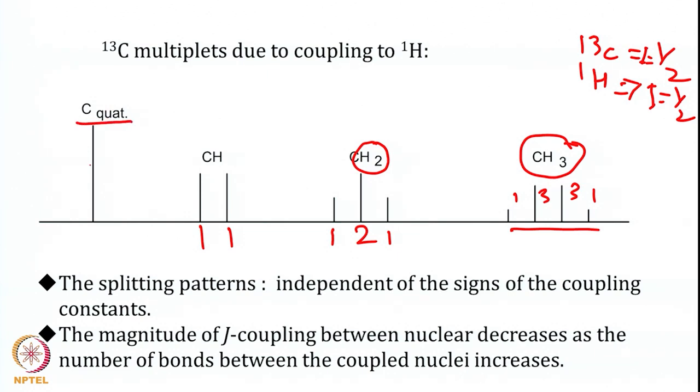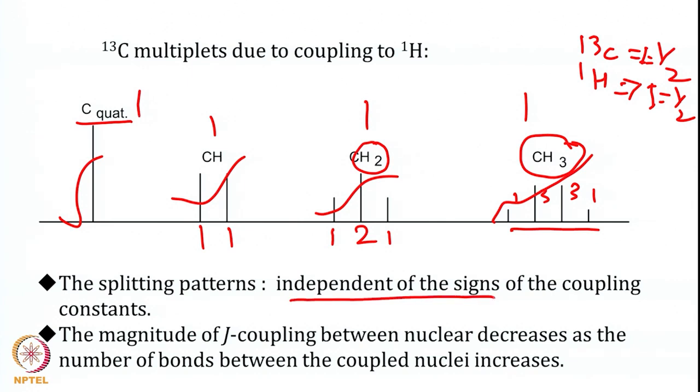Now, if you integrate all of them, since all are coming from one single carbon, their integral will be 1, 1, 1, 1. That means each of these carbons contributes equal intensity. However, the splitting pattern depends upon how many equivalent protons are attached to different carbons. So we can conclude that the splitting pattern is independent of the sign of the coupling. It does not matter whether the coupling is negative or positive, it just depends on how many protons are attached to it.